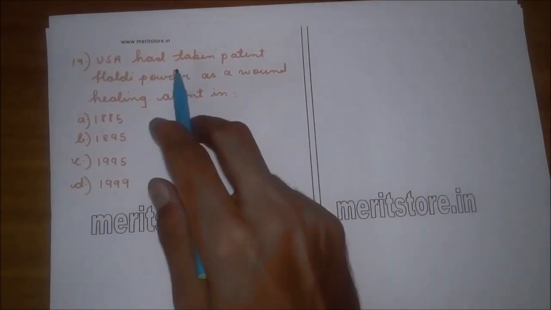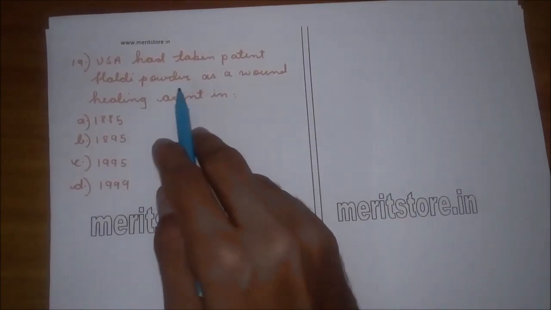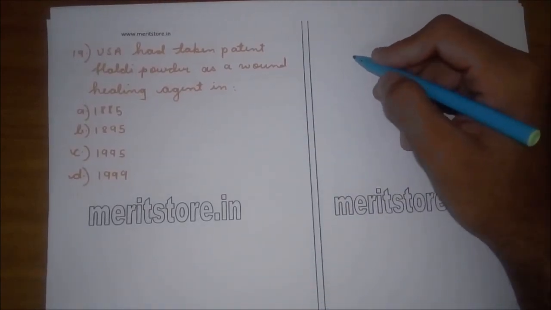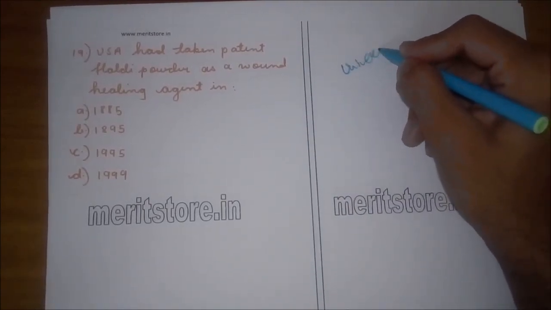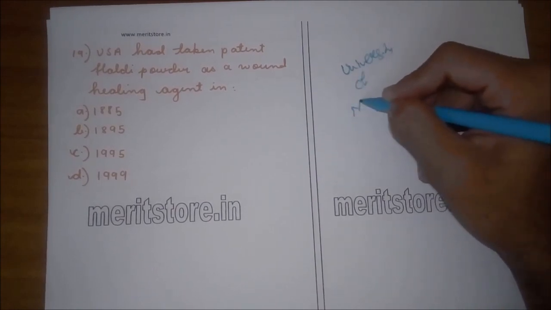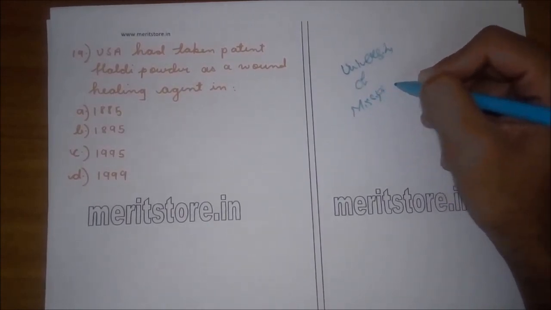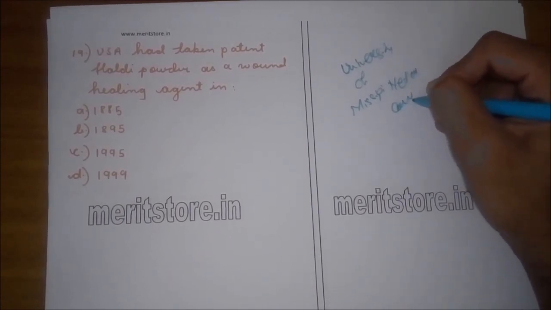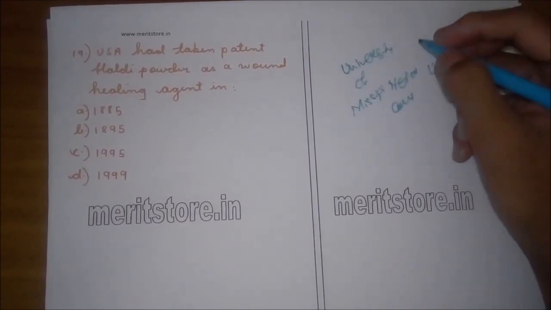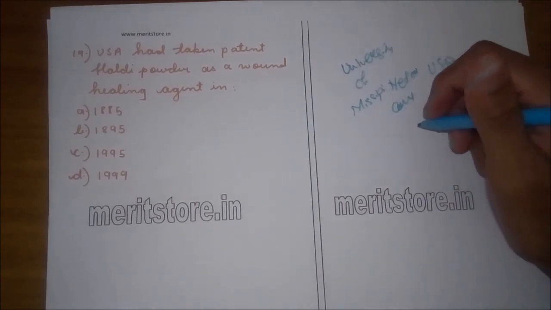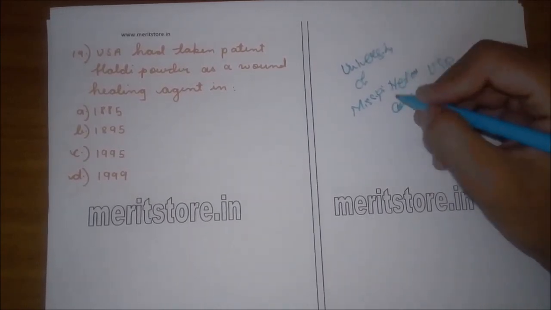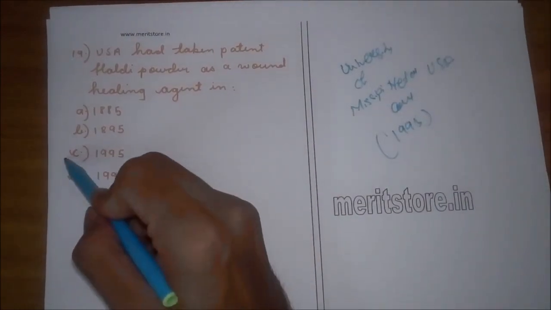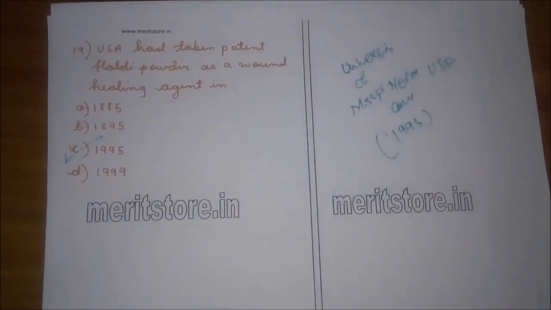Question number 19. USA had taken patent of haldi powder as a wound healing agent in. So the University of Mississippi Medical Center of USA had taken the patent on turmeric powder, and it was in the year 1995. So option C is the correct answer.